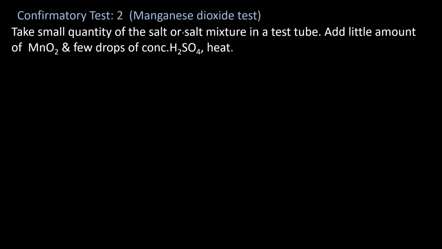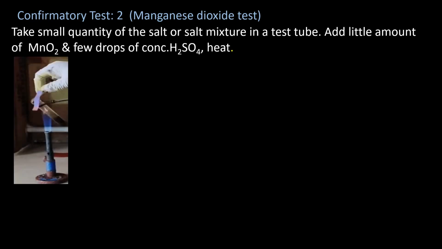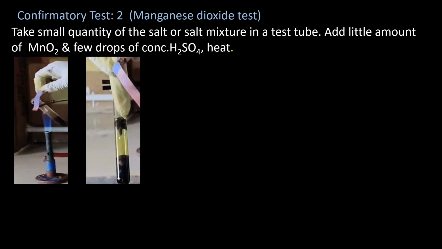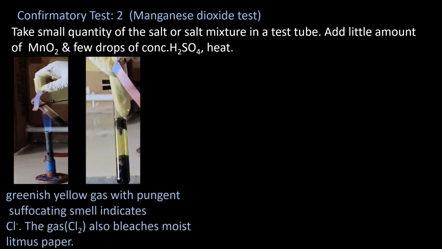Now coming to the second confirmatory test, that is the manganese dioxide test. Take a small quantity of the salt or salt mixture in a test tube, add a little manganese dioxide and a few drops of concentrated sulfuric acid, and heat. If you get a greenish yellow gas, and if you hold a moist litmus paper and the blue litmus becomes red, that indicates the presence of chloride.